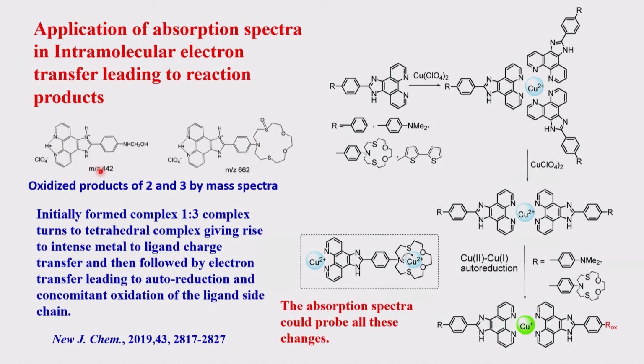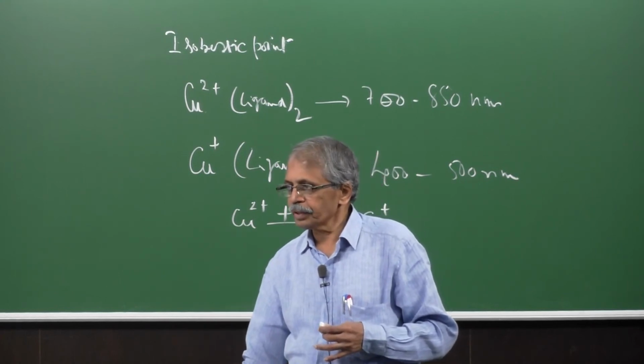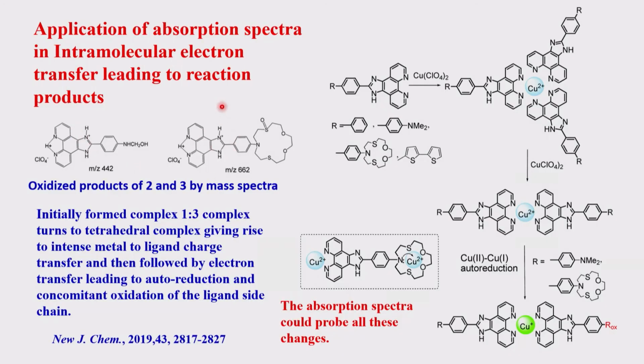So when something is reduced, something should get oxidized. We know that, and we know that it is coming from the ligand, therefore the ligand should get oxidized. You can see that ligand oxidation here. So this is a ligand oxidation here.